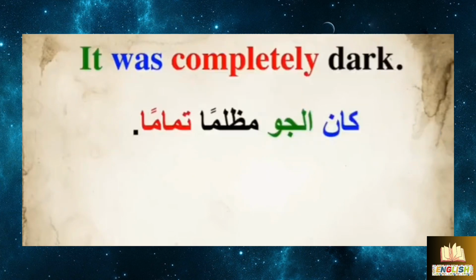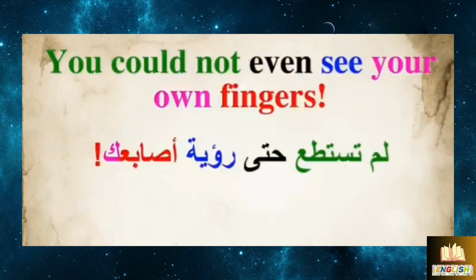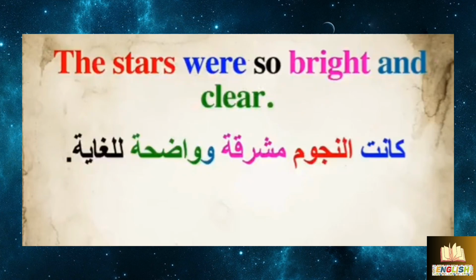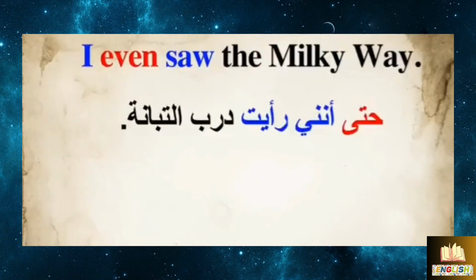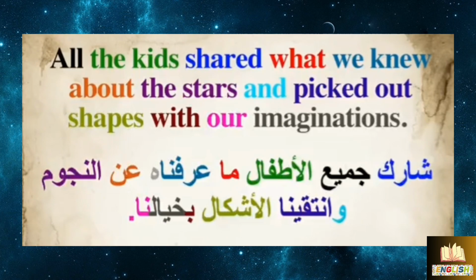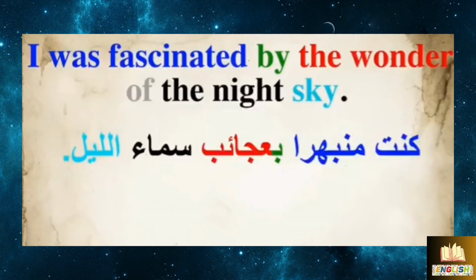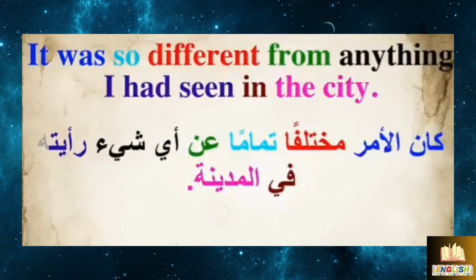It was completely dark. You could not even see your own fingers. The stars were so bright and clear, and there were so many of them. I even saw the Milky Way. All the kids shared what we knew about the stars and picked out shapes with our imaginations. I was fascinated by the wonder of the night sky. It was so different from anything I had seen in the city.